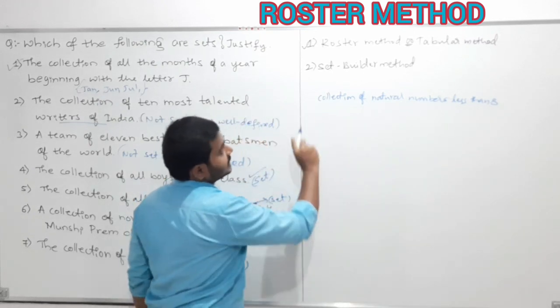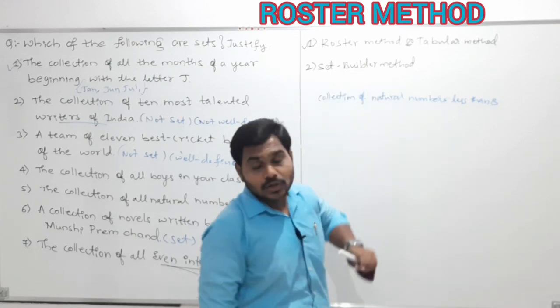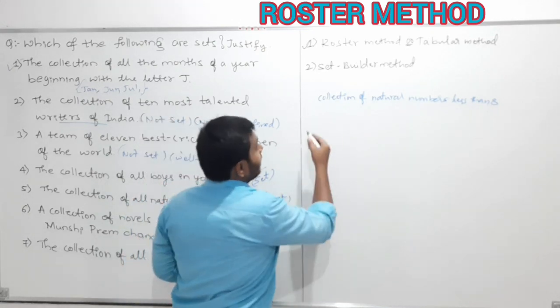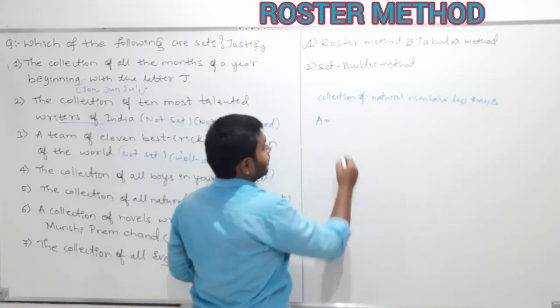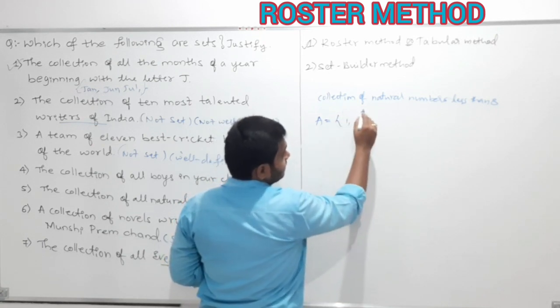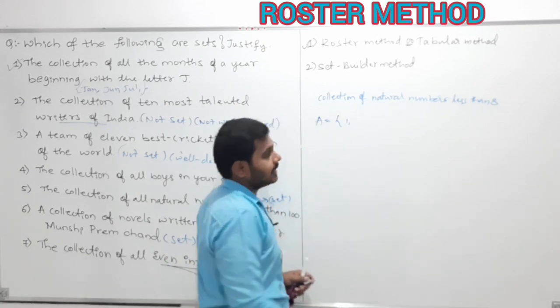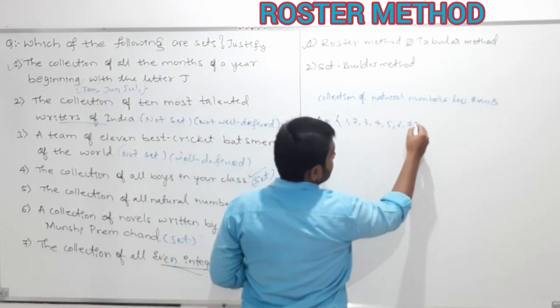My dear students, the first one is roster method or tabular method. In this method, what we will do? We will write the elements of a set by separating them with commas. Let us take the name, I'll represent it as A. What are the elements then, my dear students? Collection of natural numbers less than 8. So 1, 2, 3, 4, 5, 6, 7.